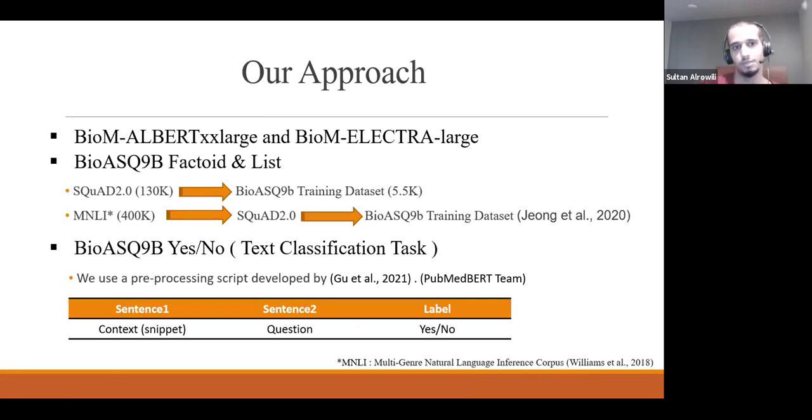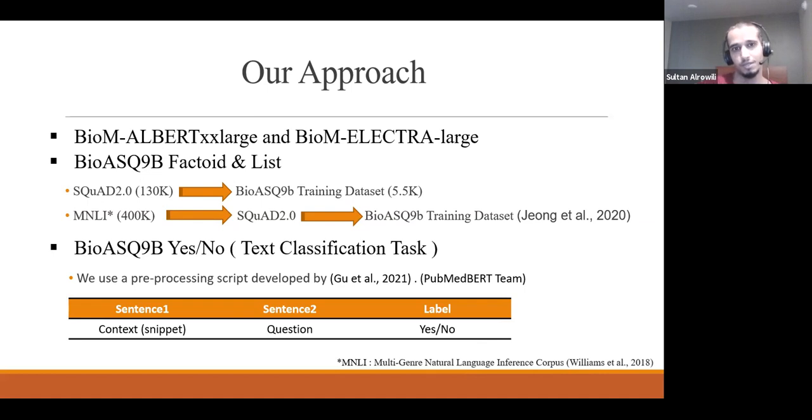We use our model for factoid and list questions. What we did is fine-tune our pre-trained model first on SQuAD 2.0. The difference between SQuAD 1.1 and 2.0 is that 2.0 has something called impossible questions. Sometimes you have a context and a question, and the answer is not part of the context, so the system should return that it's impossible.